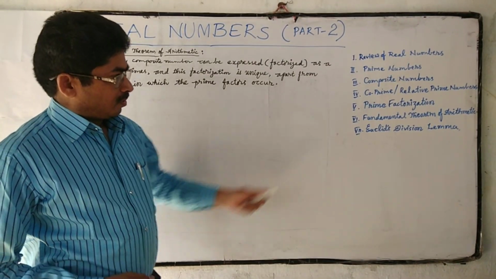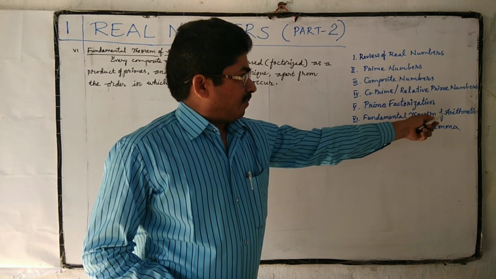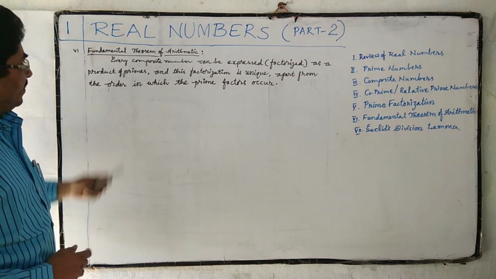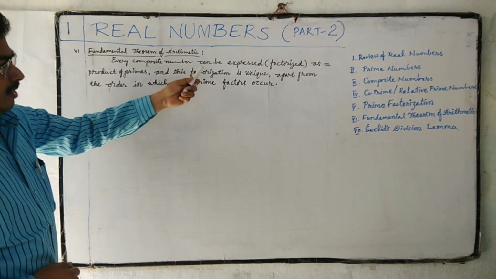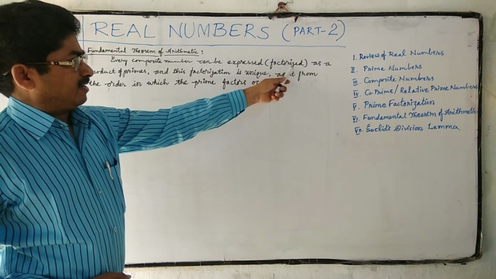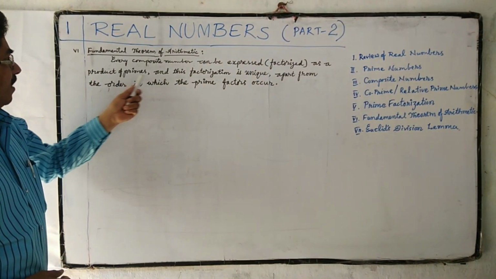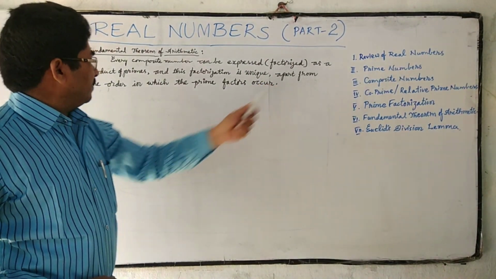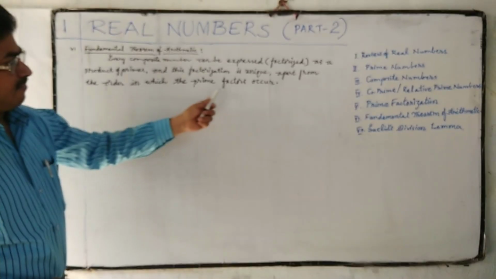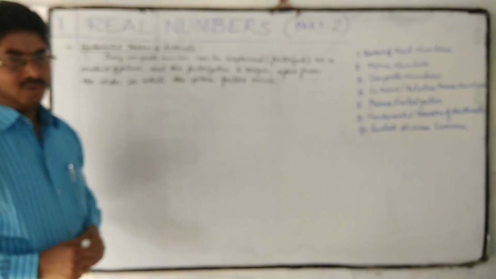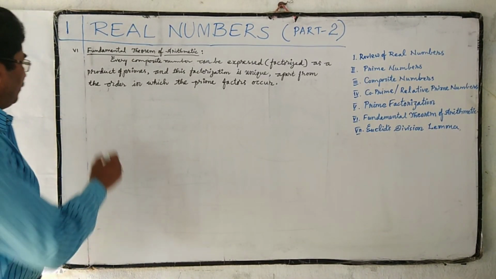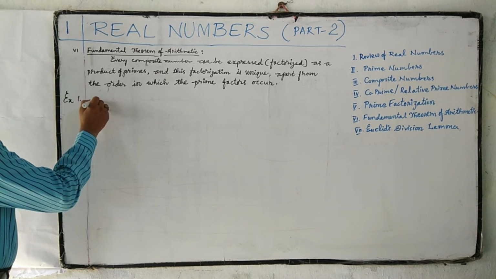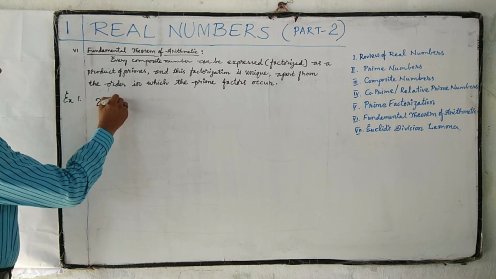Next, fundamental theorem of arithmetic. Let us see what is the fundamental theorem of arithmetic. Every composite number can be expressed, means factorized, as a product of primes, and this factorization is unique apart from the order in which the prime factors occur. Let us see one example. 2310.